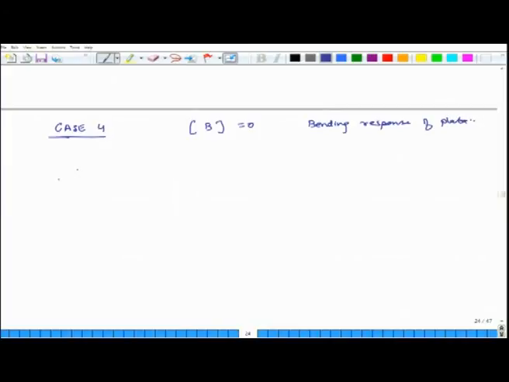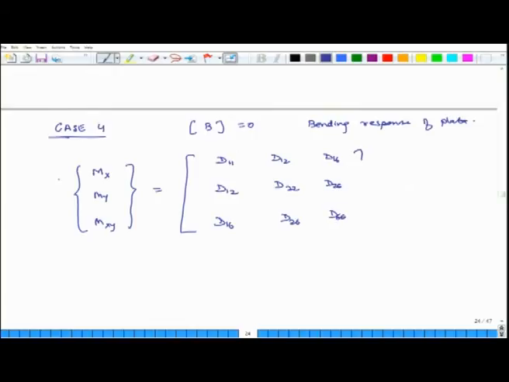So, I am interested in seeing the bending response of the plate. So, what do I see? In that, when the B matrix is 0, then Mx, My, Mxy equals D11, D12, D16, D12, D22, D26, D16, D26, D66, times Kx, Ky and Kxy.